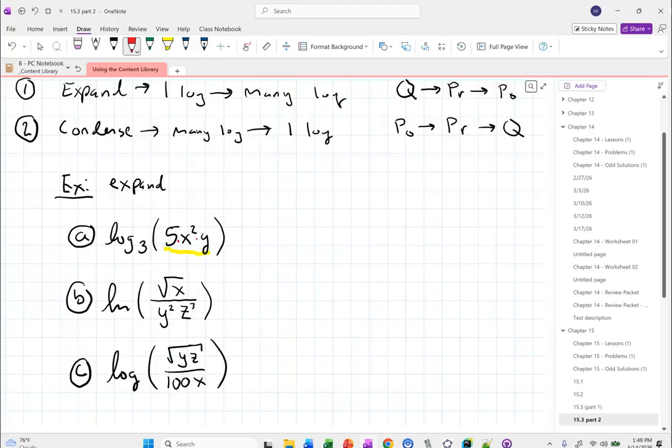So I'm going to look inside the logarithm. Do I see any division going on inside that logarithm? 5x squared times x squared times y. No division. Quotient property is done. Nothing to do for that.